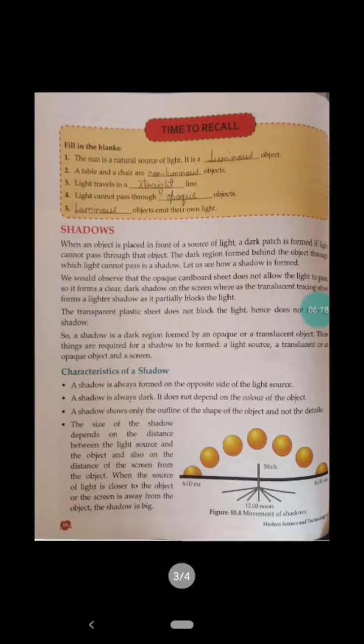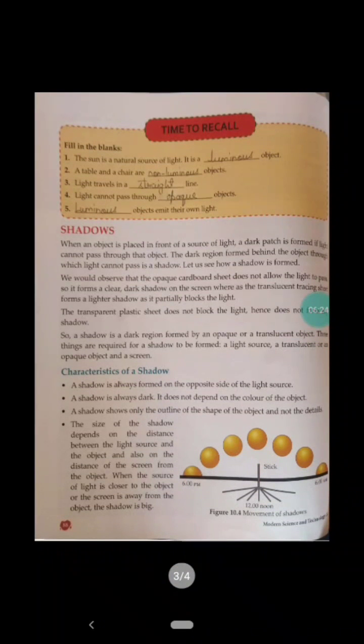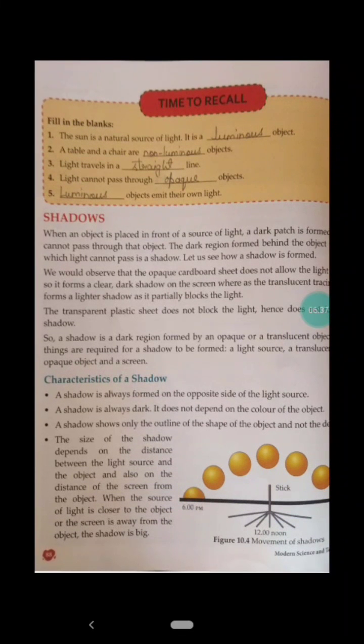So after this, time to recall are given on the next page, and I have already filled in the answers. So the first one is: the sun is a natural source of light. It is a luminous object. Next is: a table and chair are non-luminous objects because they do not emit light, they do not give out light. Next is: light travels in a straight line.